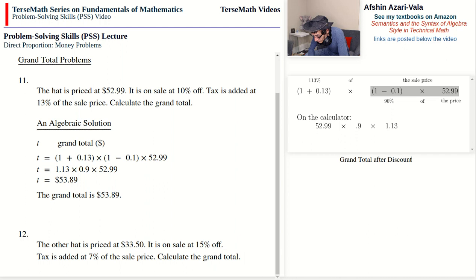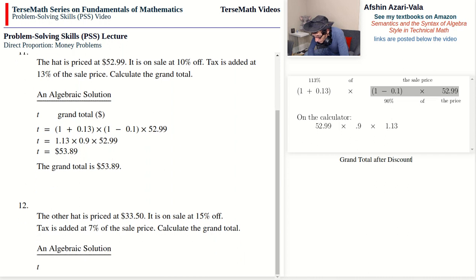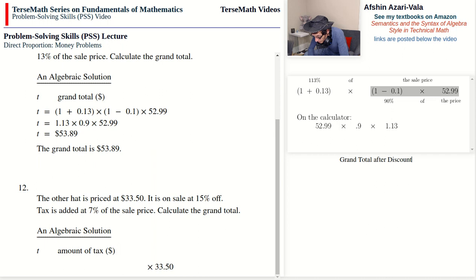Problem 12, hopefully there is no mistake in this one. The other hat is priced at $33.50. It is on sale at 15% off. Taxes added at 7% of the sale price. Calculate the grand total. Now, even if there is a mistake, we're going to fix it. Let's quickly display the equation and see. No, this one seems to be correct.